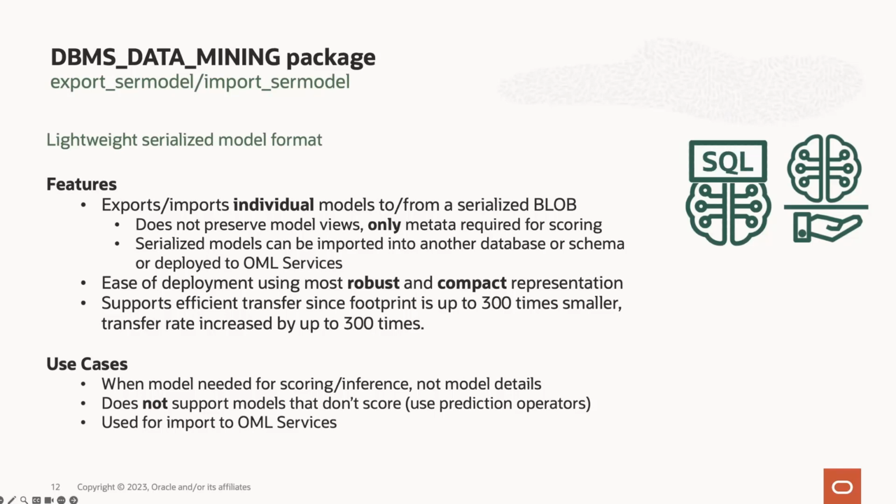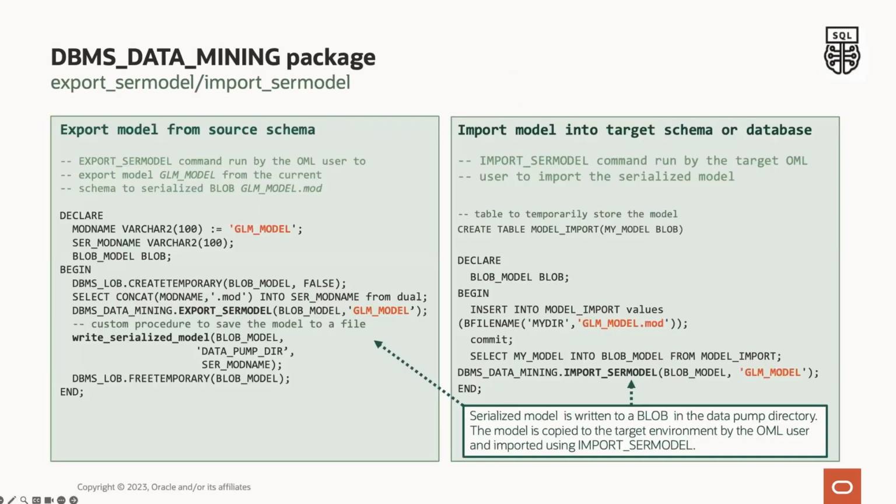It's also important to note here that the serialized model export supports only models that produce scores. So specifically, it does not support attribute importance, association rules, or exponential smoothing. So to recap, use export model to export these models and scenarios when full model details are required. So now we have an example of exporting a serialized model from a source environment to a target environment.